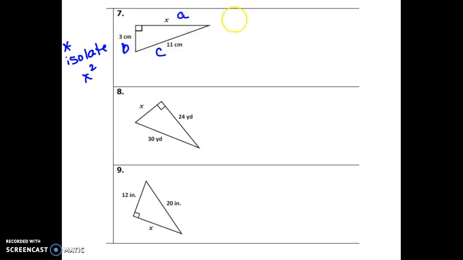So in this case, remember, a squared plus b squared is equal to c squared. Your hypotenuse is across from the right angle, so it's going to be right across from it like that. In this case, we're finding one of the legs. So a squared is really our x value. We're going to square it, plus 3 squared has to be equal to 11 squared.